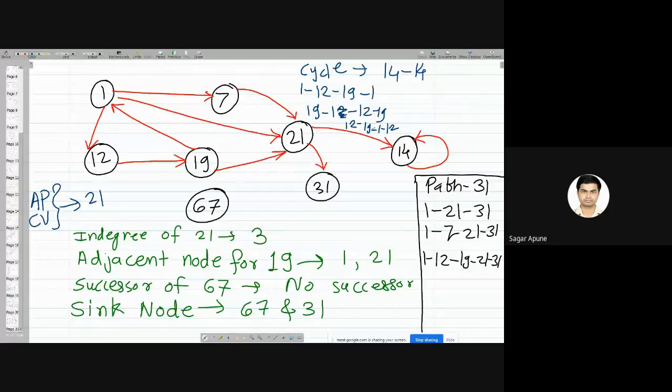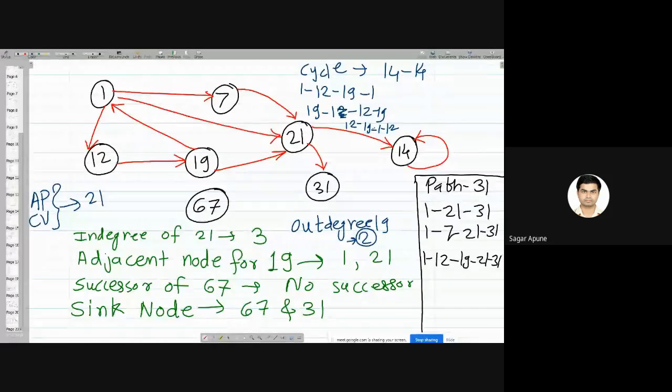Okay. Tell me the out degree for 19. Out degree for 19. Right. Pratik Shinde posted 2 as the out degree for 19. Right. We can reach from 19 to 1, and 19 to 21. So 2 is the out degree. Okay. Take a screenshot for that.